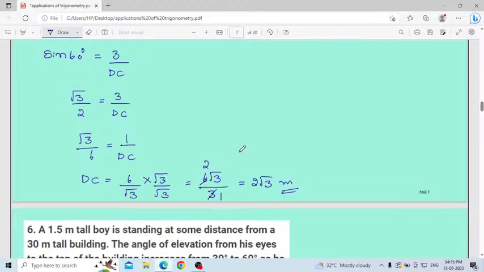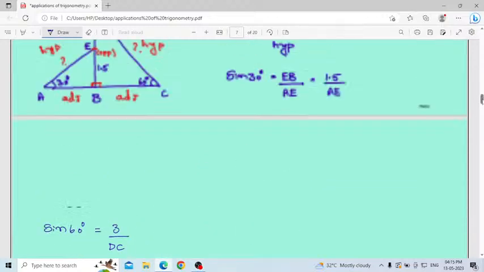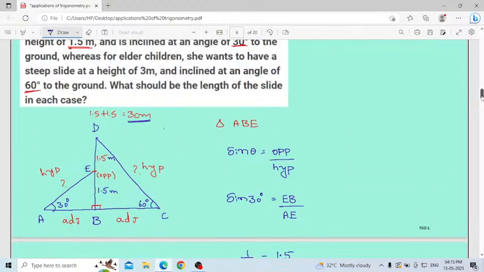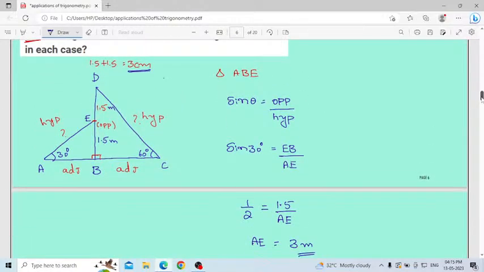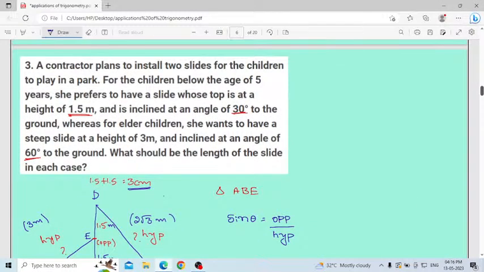Okay, therefore now we calculated both the length of the slides. One will be how much? 3 meter. This side we got the answer 3 meter. Another will be 2 root 3 meter. Very easy problem. You can easily calculate the length of both the slides. It will be 3 meter and 2 root 3 meter respectively. Okay, once again I will explain. Listen here how you can solve the problem.